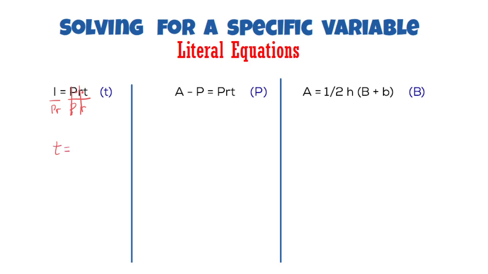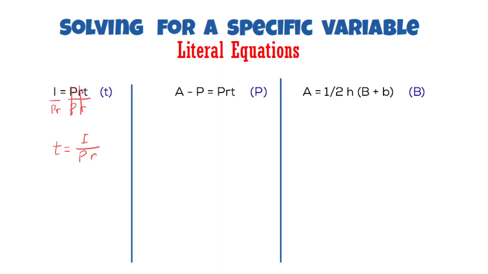And on the right side, I have I, if you want to make it look more like an I, not a 1, divided by the principal and the rate. And this way, I don't have to do algebra every time. Now, if I'm solving for T, I just plug in the numbers I know for those variables. Let's try a little bit harder one.